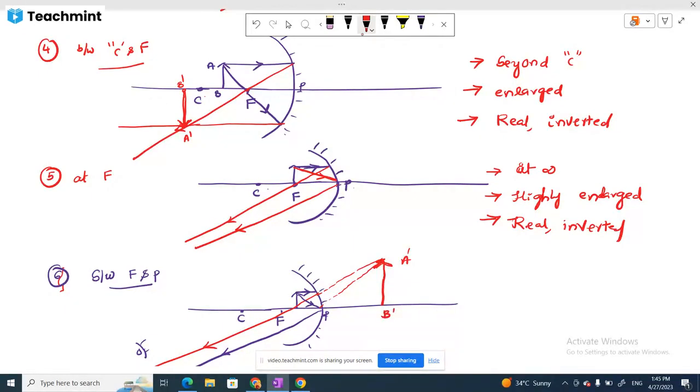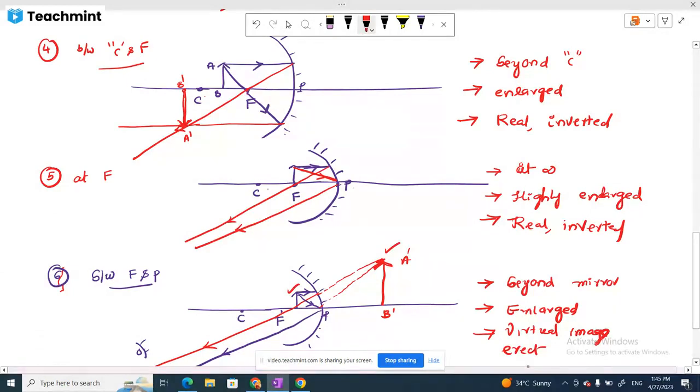So where is the location of the image? The location of the image is behind the mirror. And what is the size of the image? Enlarged image. It means the size of the image is greater than the size of the object. Next, what is the nature? It is a virtual image, because here is a point of intersection of the extended reflected rays. Every virtual image is erect. Erect means the orientation of the object is the same as the orientation of the image. That's why it is called an erect image.